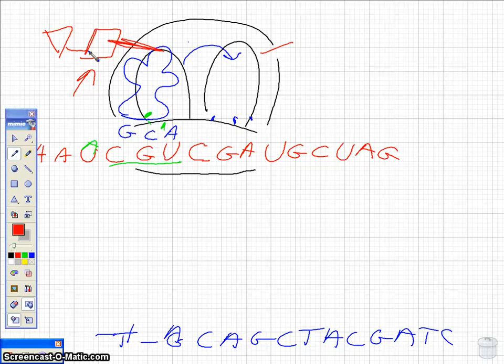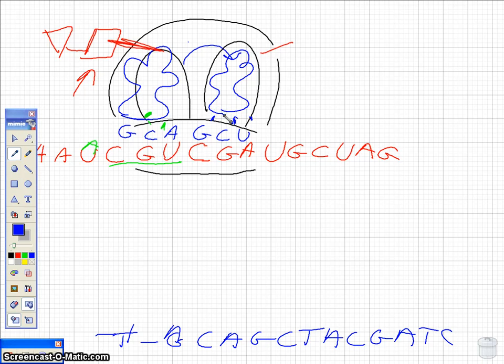Then we're going to add our next codon. A CGA here means a GCU must be in this spot next. So our transfer RNA will appear. Go ahead and draw him in.